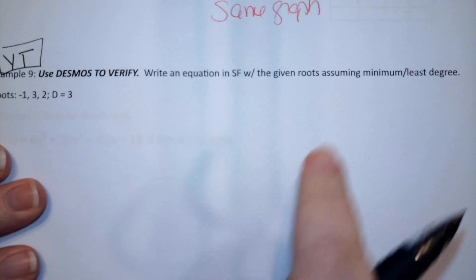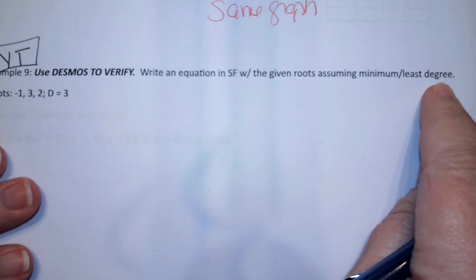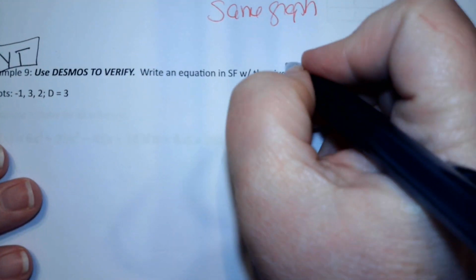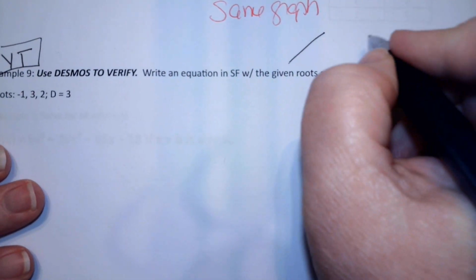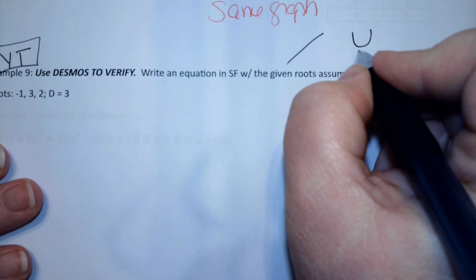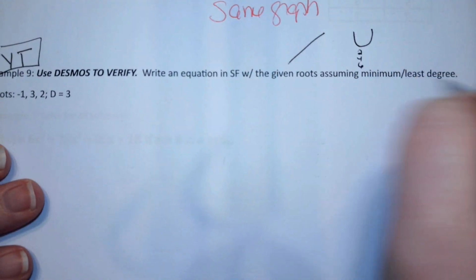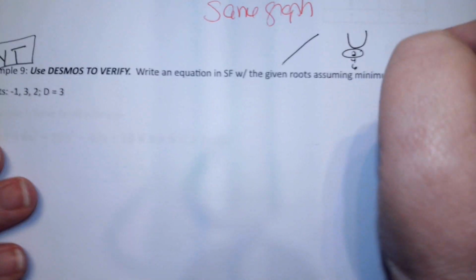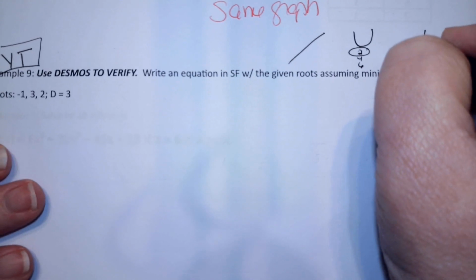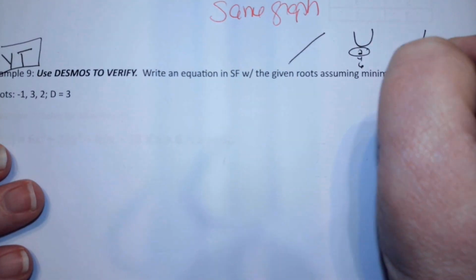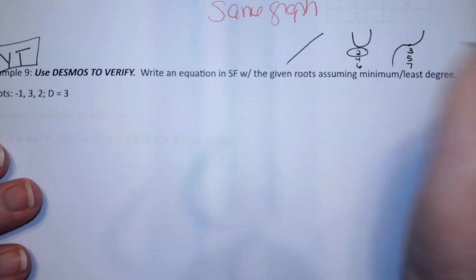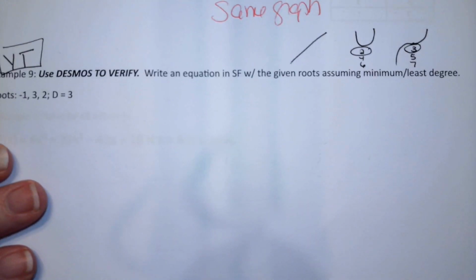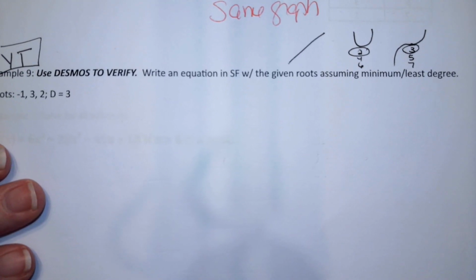Alright, so remember where it says minimum or least degree? That just means the lowest degree. So remember, straight through is used once. If it's a bounce, it could be used 2, 4, 6, etc. times, but the smallest number it could be is a 2. If it's a squiggly, it could be used 3, 5, 7, etc. The smallest number of times that could be used with a squiggly is a 3. So that's what it means by the minimum number, the minimum degree.